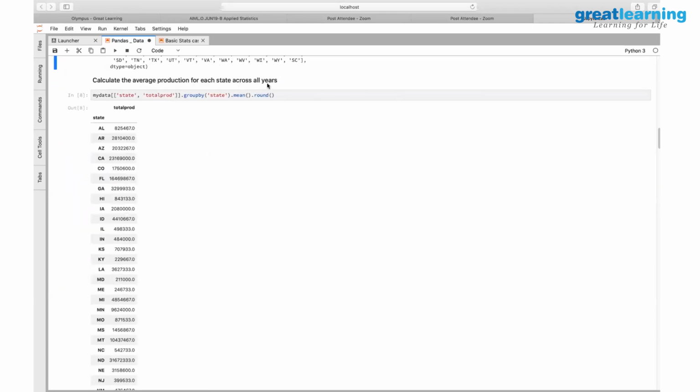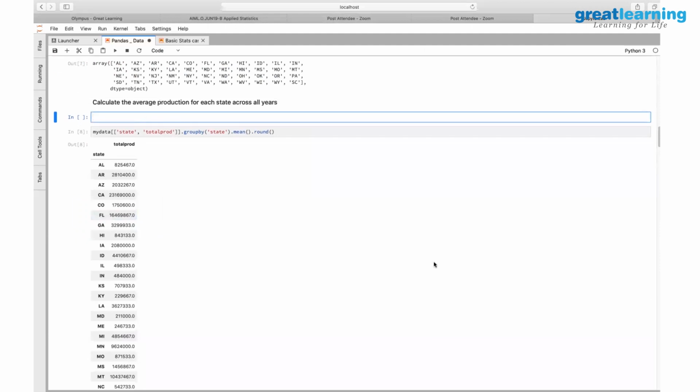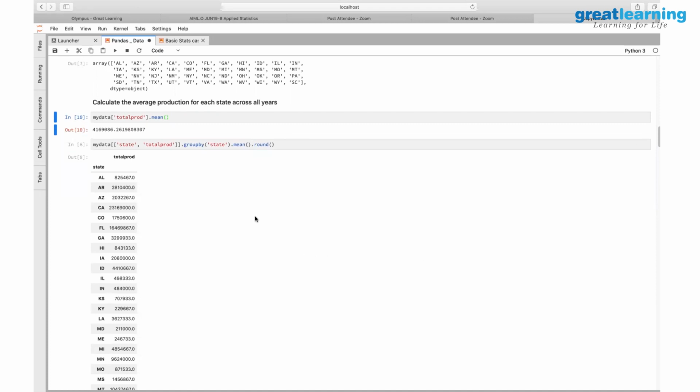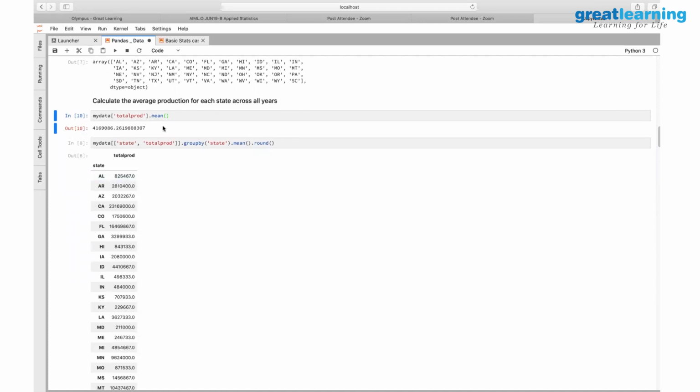Now calculate the average production for each state across the years. This is a simple question, but sorry, I want to add one more value here. Let's say, for example, you just want to calculate the average of total production. My data, if I want to just calculate the mean of this one, I'll get the mean for that particular variable alone, but that gives me the whole. The question for us essentially is to calculate the average production for each state. I need to do a group by for that one. I'm just trying to demonstrate how we came to this particular one simply.